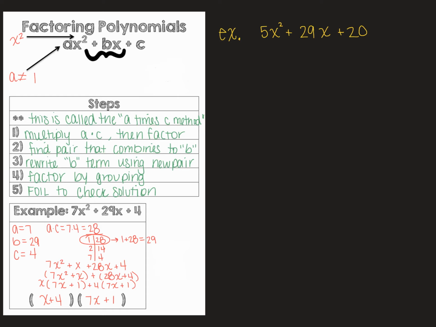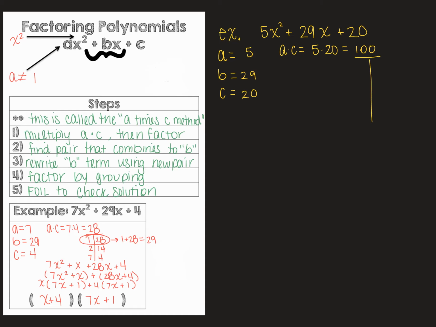So let's do this example together to finish this out. First thing, we're going to figure out our a, b, and c. Our a is 5, our b is 29, and our c is 20. So when we do this, remember it's the a times c method. So we're going to multiply our a, which is 5, times our c, which is 20. And we end up with 100.